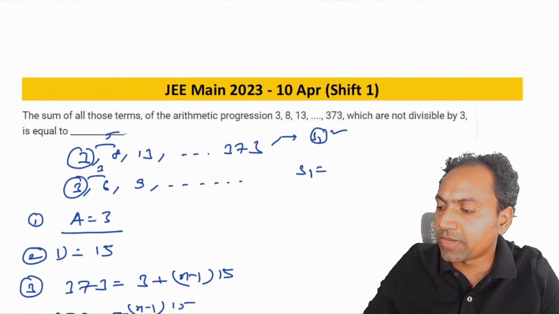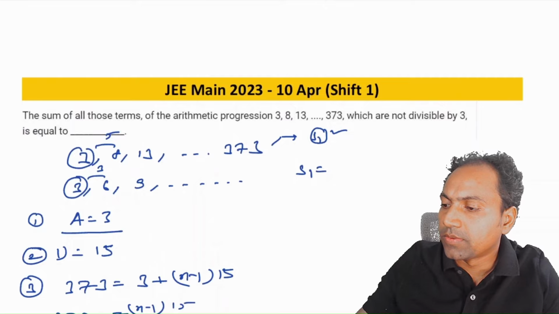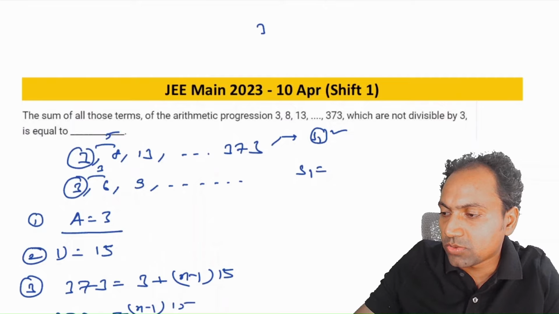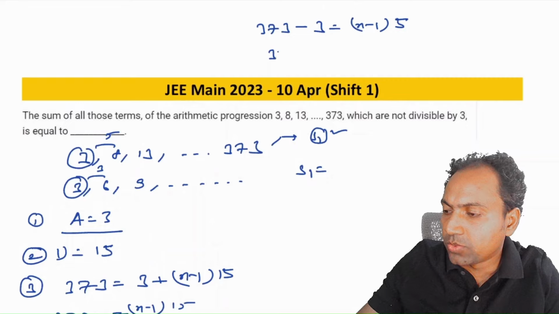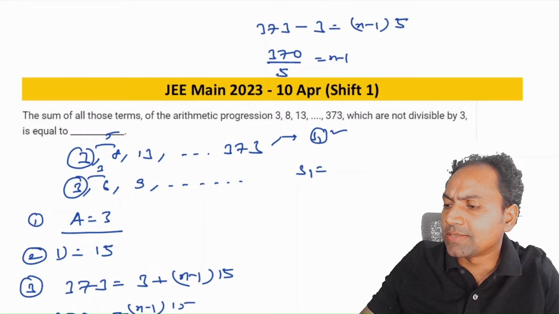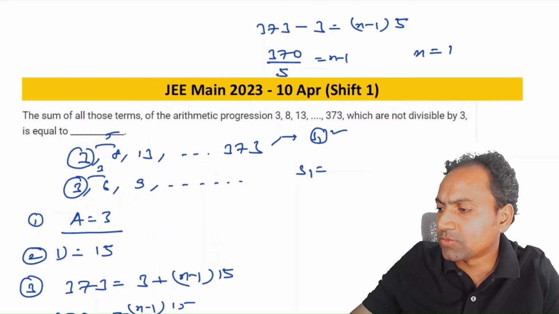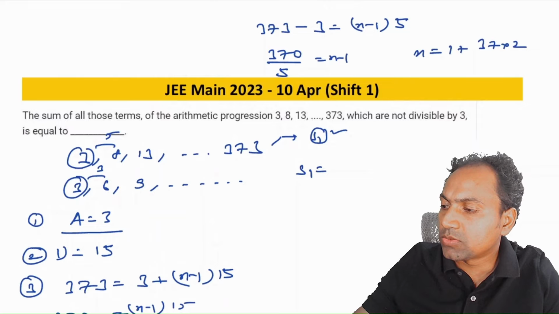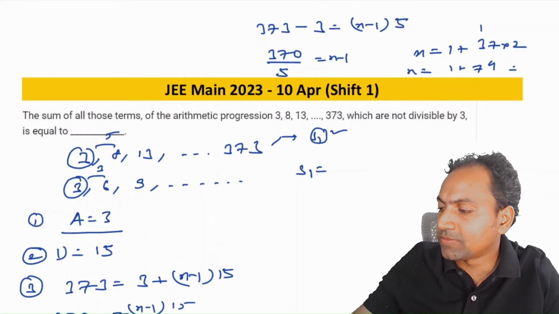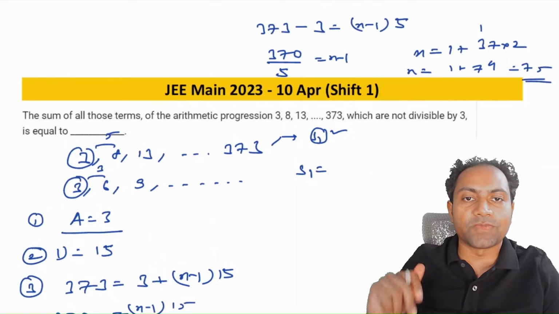So let us first figure out the total number of terms in this series. So 373 minus 3 is equal to (n minus 1) into 5. And if I do this, it becomes 370 by 5 is equal to n minus 1. And this is nothing but 37 into 2. So n becomes 1 plus 37 into 2, and that would be 74 plus 1. So my n becomes nothing but 75. So there are 75 terms in this first series.